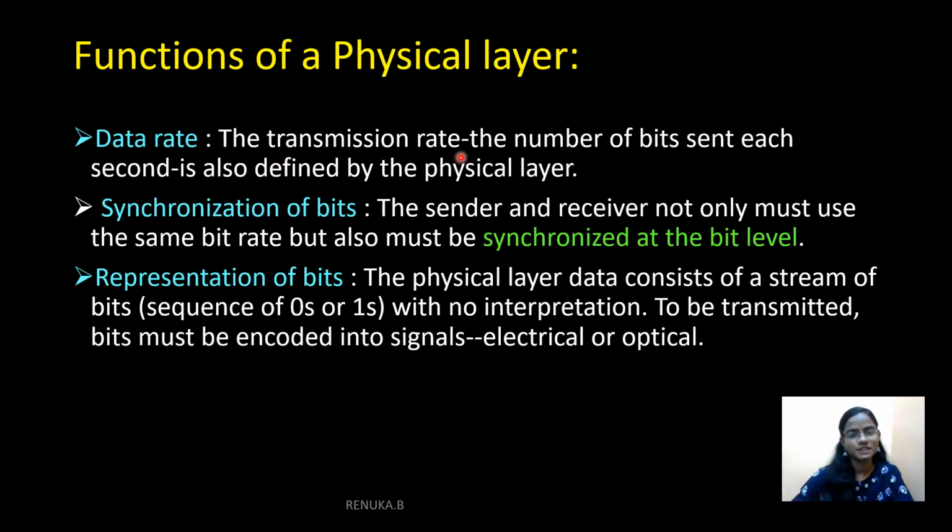Data rate is the transmission rate. The number of bits sent each second is also defined in this physical layer. Next function is synchronization of bits. The sender and the receiver not only use the same bit rate, but also must be synchronized at the bit level. In other words, the sender and the receiver clocks must be synchronized. Next function is representation of bits. The physical layer data consists of a stream of bits with no interpretation.